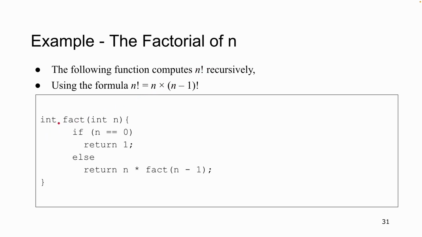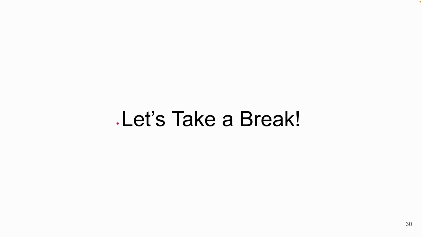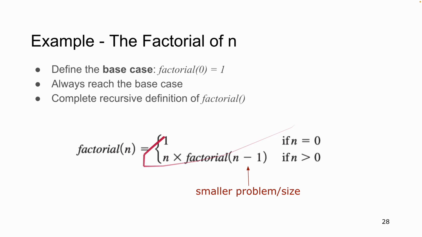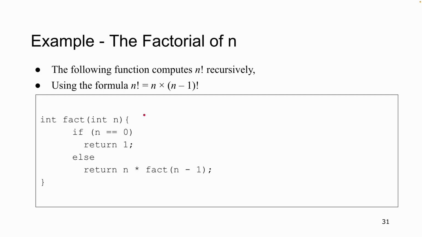So we have the function called fact here, and actually we just implement the formula we have here into C code. So first we just check whether the current case is the base case. So we check if n equals 0 here. If it is true, we just return 1. And if it is not true, we just perform this calculation here and then return the value of this calculation.